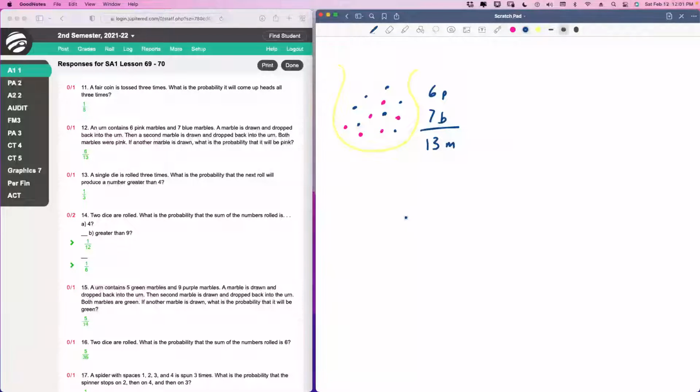Well, the fact that the ones that were drawn and dropped back in were both pink has absolutely no bearing on this next marble. We're not asking what is the probability that all 3 will be pink. It's asking what is the probability that this draw will be pink. So the chances of it being pink are 6 out of 13 because 6 of the total 13 marbles are pink. So that's your answer, 6 out of 13. Okay, let's look at the next one.